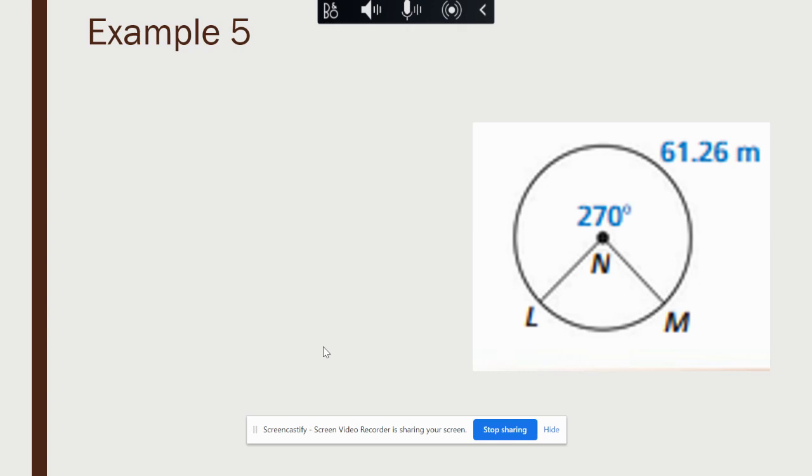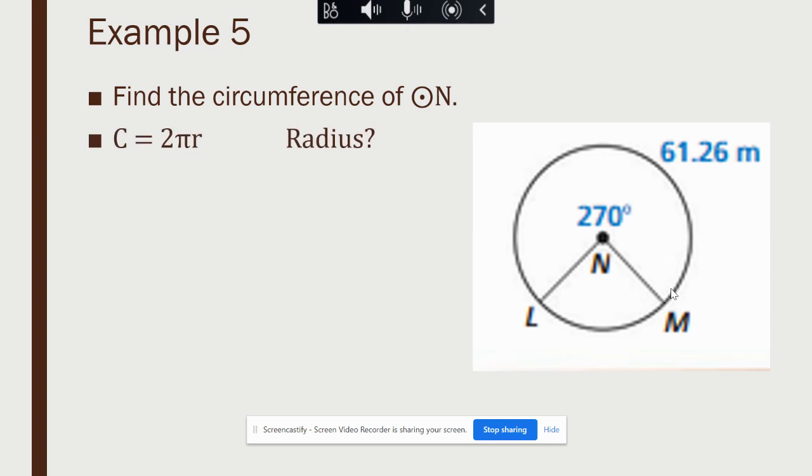Okay, example 5. We're given the arc length, and I know this is the arc length and not the measure of the arc because it's meters and not degrees. The central angle here is 270 degrees, so the measure of this arc is 270 degrees. We want to find the circumference of circle N. Remember, the circumference is 2 pi r. We don't know the radius, but that's okay because we just want to find the circumference.